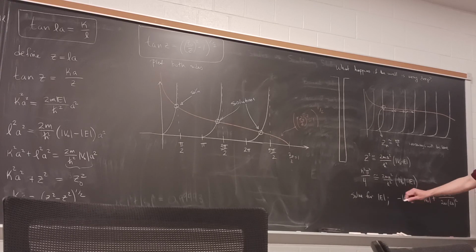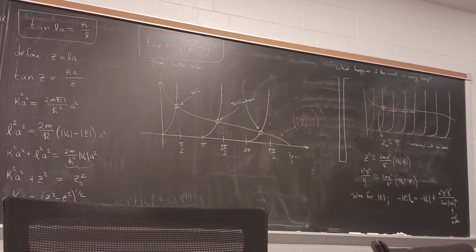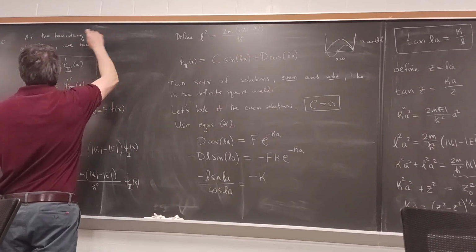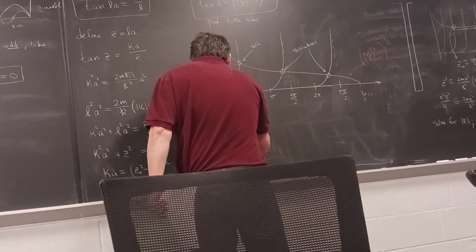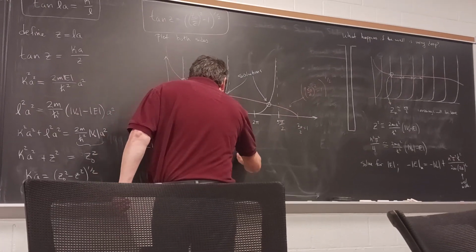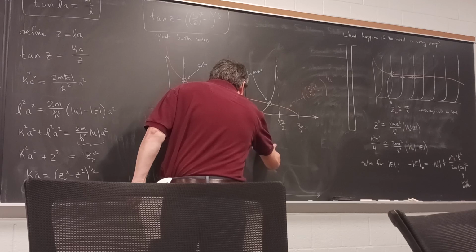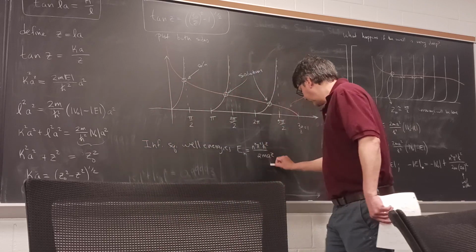Just solve this for E. And that 4, you can stick with the a and make that 2a. So this is the well width. And that looks just like the, I erased it, the infinite square well energies. Remember the infinite square well energies, if that was the well width.